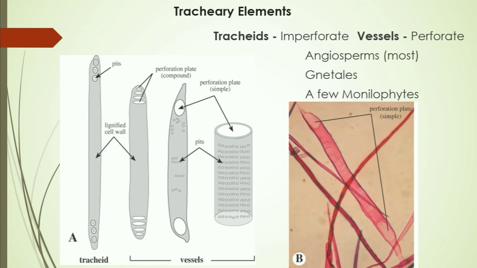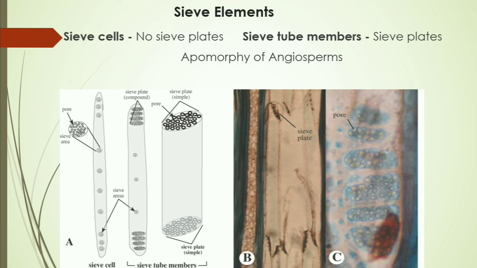So we can see the tracheary elements over here, tracheids as well as vessels. Tracheids are imperforate, there are no perforations. In vessels, perforations are present. Sieve elements: sieve cells have no sieve plates, sieve tube members have sieve plates.